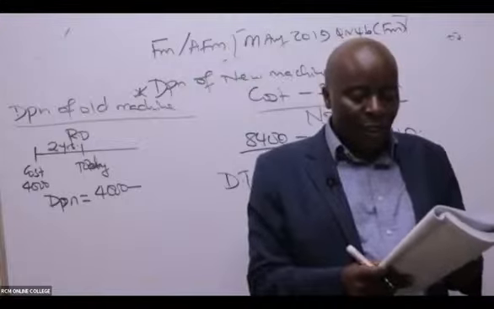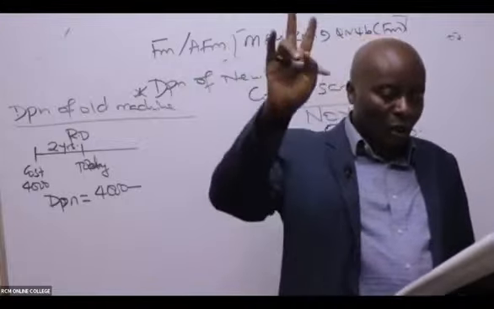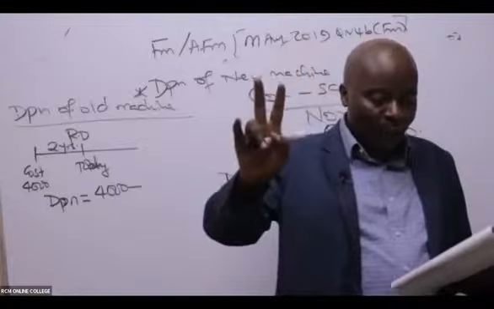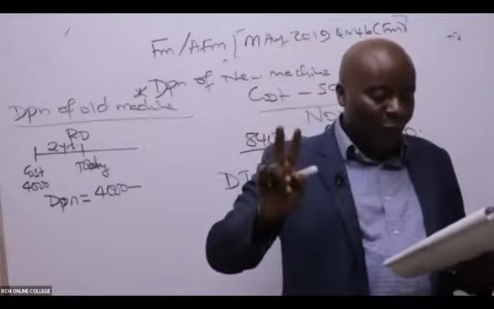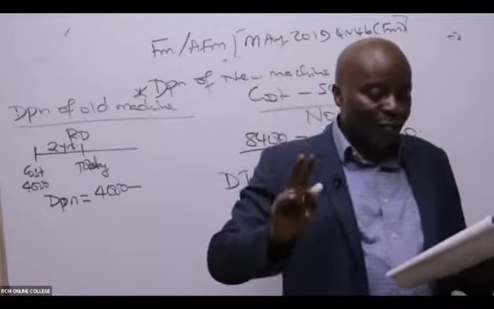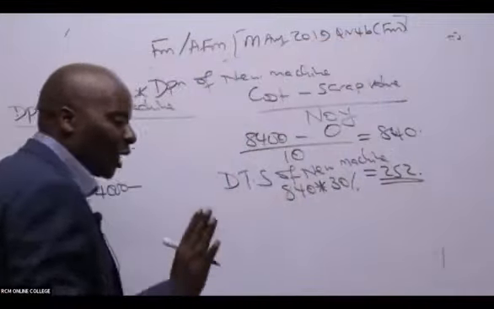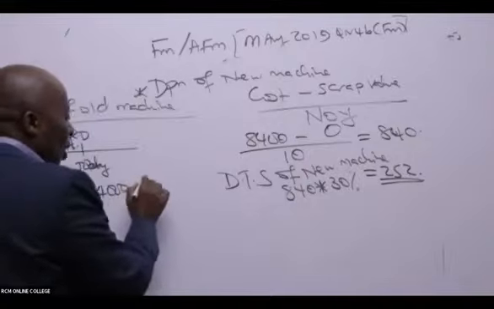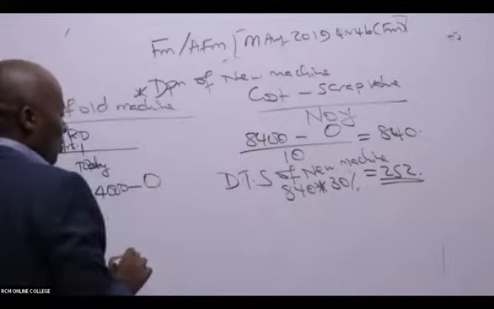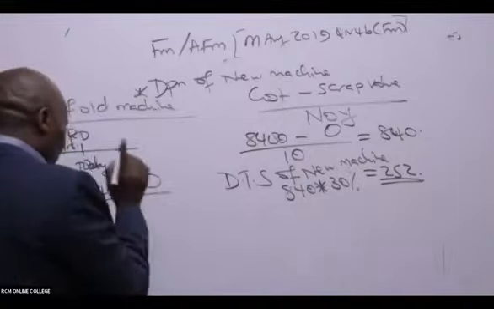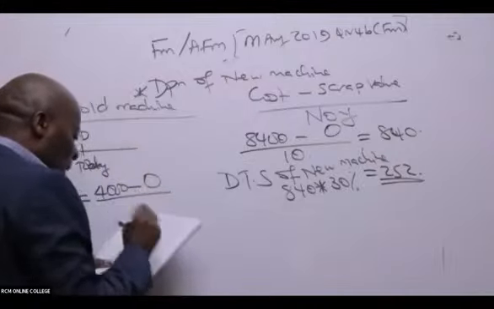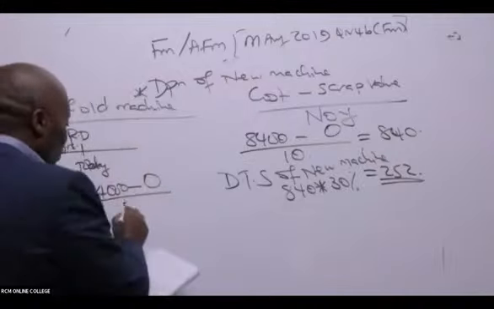The existing machine was acquired how many years ago? 2 years ago at a cost of 4 million. The useful life of the machine was originally 5 years with no salvage value. Initially, no salvage value, divided by the number of years, which the initial period was 5 years.